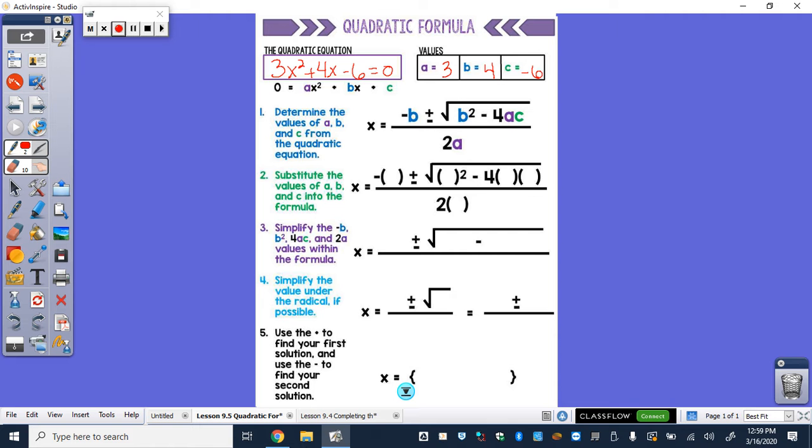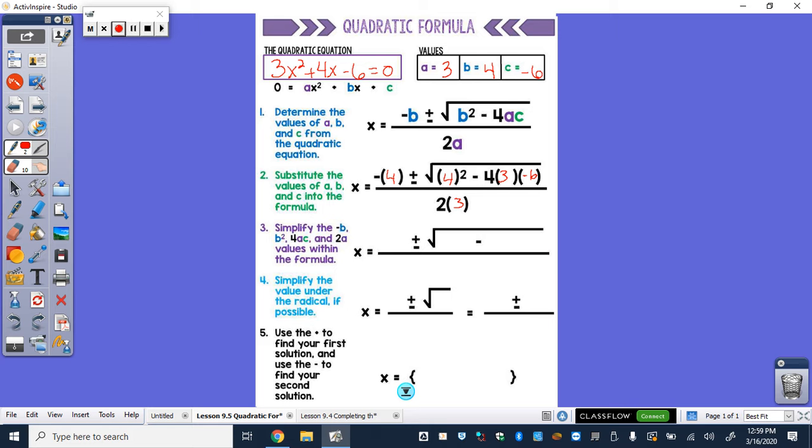So again, I have the formula written right here for you. x equals negative b plus or minus the square root of b squared minus 4ac, all over 2a. So now we just need to plug our values in. So again, we said b is a 4. So that's going to go into my first two parentheses there. A was a 3. C was a -6. And then down below, I have another 3 for my A.